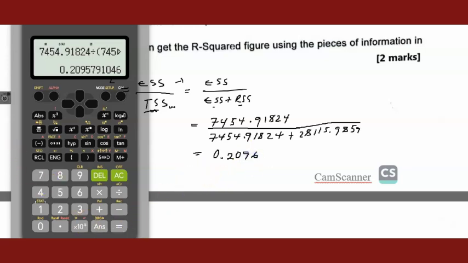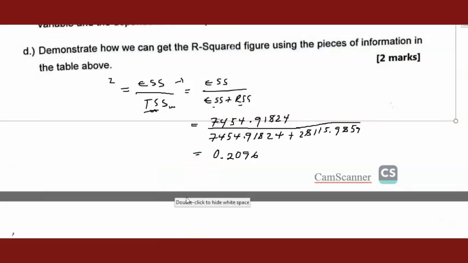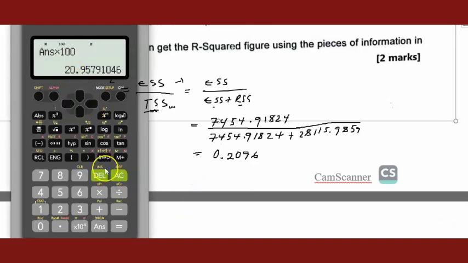So when we multiply that by 100, in terms of percentages, we will have that one equal to 20.96%. So this one is a 6. So this is the demonstration of how we can get the R squared.